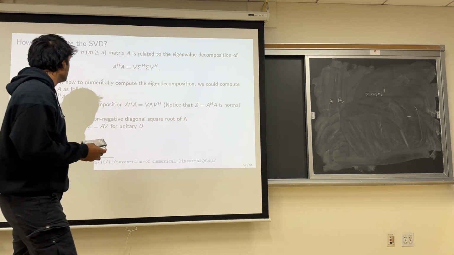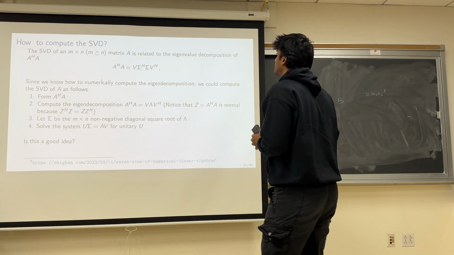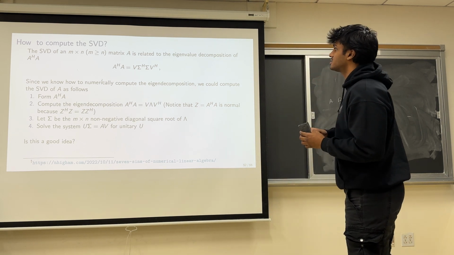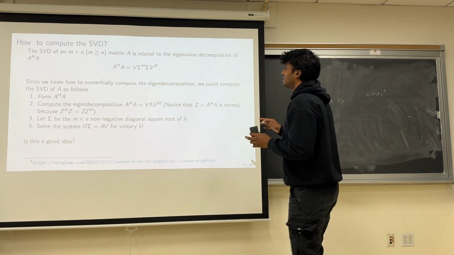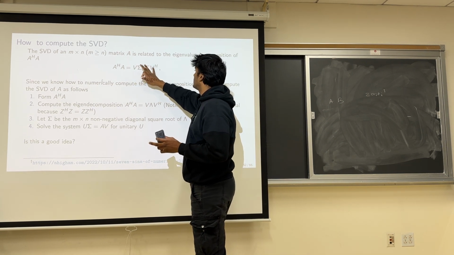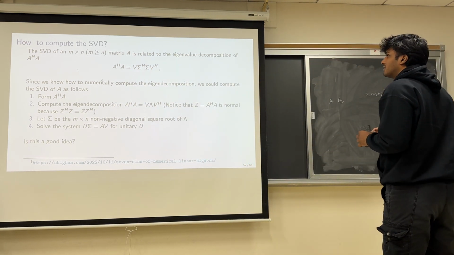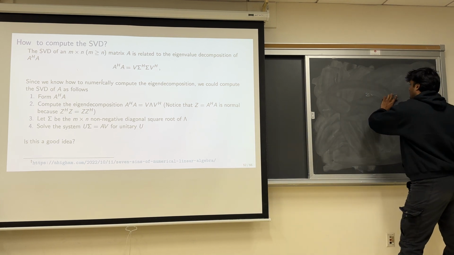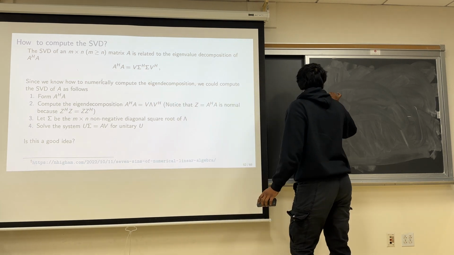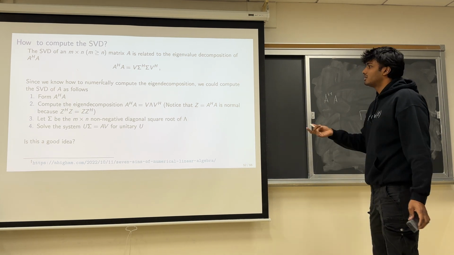Now how to compute the SVD? This is the new thing that we are going to do. The SVD of an n cross n matrix is related to the eigenvalue decomposition of A Hermitian A, right? Because A Hermitian A is V sigma Hermitian sigma V Hermitian, and these two are like the left and right eigenvectors. And because it's a Hermitian and normal matrix, the left and right eigenvectors are just the same, just transpose of each other. So all we need to do is compute the eigen decomposition of A Hermitian A, and whatever are the eigenvalues, just square root them and you will get the answer.